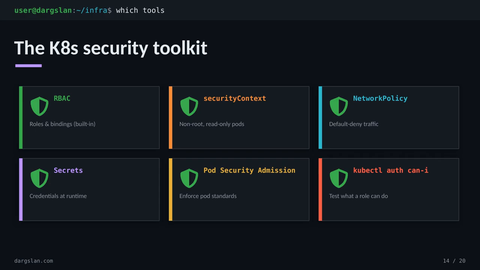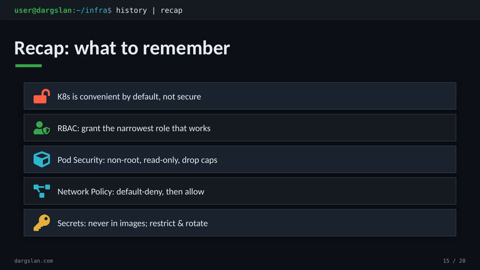Now, which tools actually deliver on those habits? You've already met the big 4. RBAC for who can do what, securityContext for hardening pods, network policy for who talks to whom, and secrets for credentials at runtime. 2 more worth keeping close. Pod security admission, which lets the cluster enforce baseline or restricted pod standards for you. And kubectl auth can-i, the underrated one-liner for sanity checking what a role can actually do before you ship it.